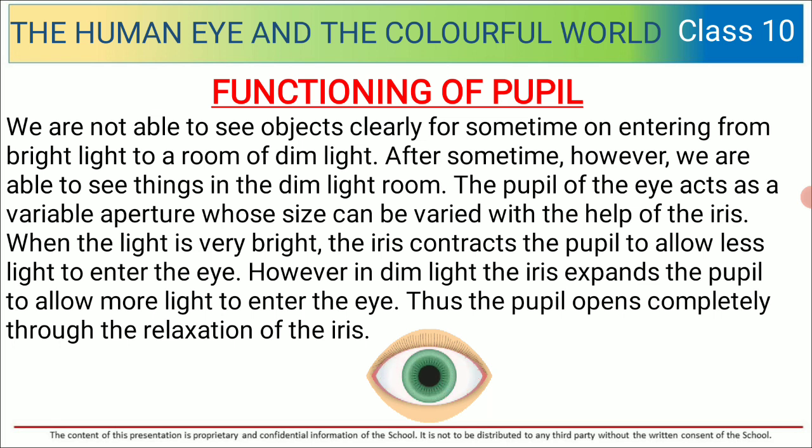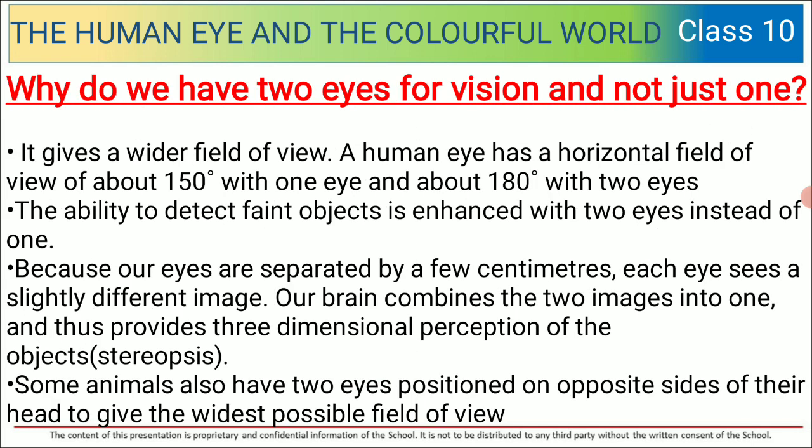The pupil of the eye acts as a variable aperture, whose size can be varied with the help of its iris. When the light is very bright, the iris contracts the pupil to allow less light to enter the eye. However, in dim light, the iris expands the pupil to allow more light to enter the eye. Thus, the pupil opens completely through the relaxation of the iris.